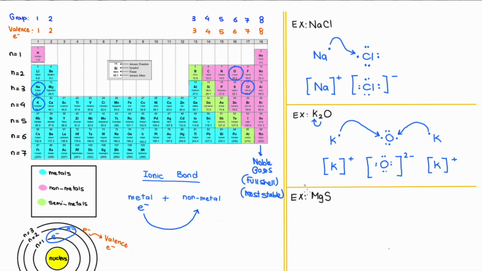Let's take a look at the last example, magnesium with sulfur. Magnesium is the metal. It's over here, group 2, so it has 2 valence electrons. Sulfur is here, group 6, so it has 6 valence electrons. What happens between them is that magnesium can give away both of its electrons to sulfur.